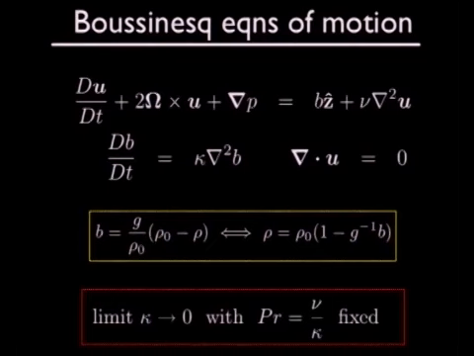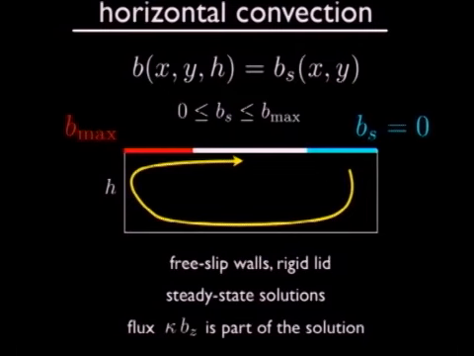So, simple. I'm just going to work with the Boussinesq equations of motion, momentum equation. I'm going to work for a scalar. I'm going to work with the buoyancy B, which I'm going to assume is linearly related to the density rho. So I've got a linear equation of state, Boussinesq equations of motion, and in particular, I'm interested in the limit that kappa goes to zero with Prandtl number fixed, and of course, I'm going to end up looking at the steady state. So no surprises in terms of the governing equations.